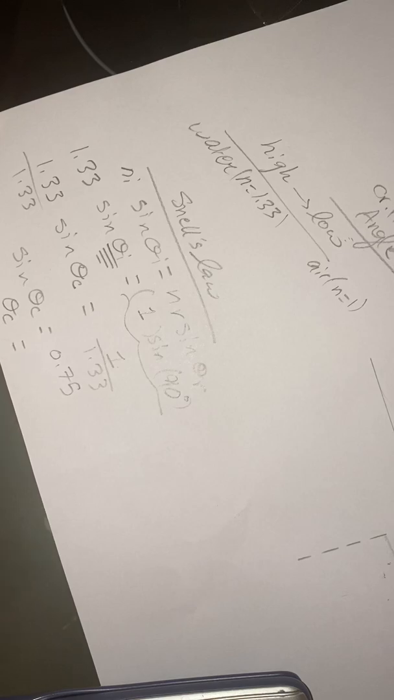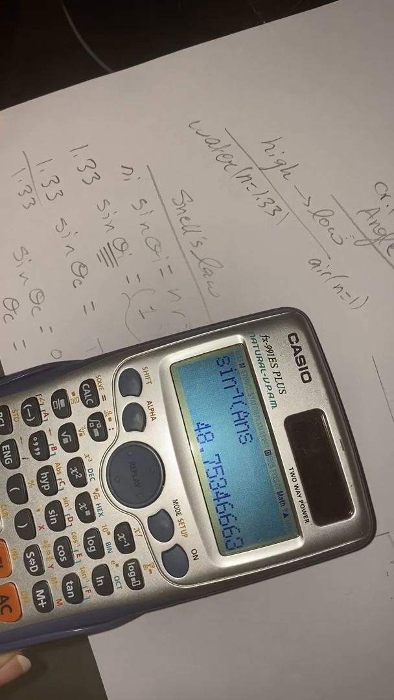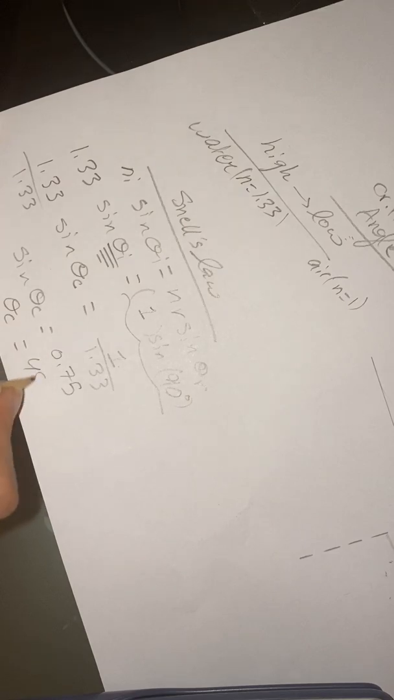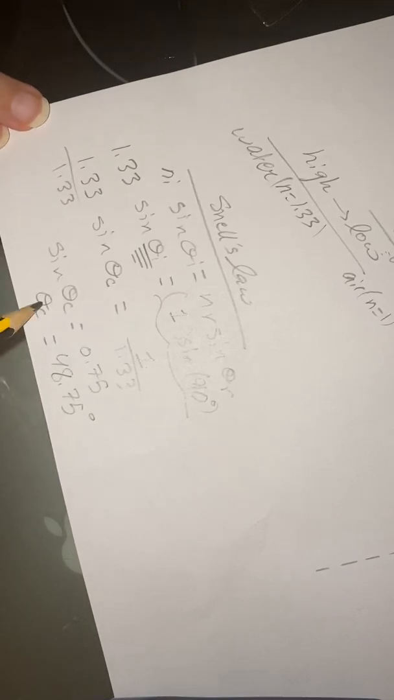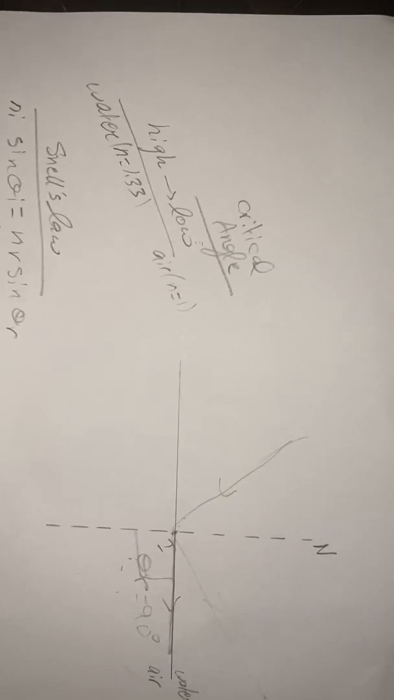Shift sine to get the theta C. So I'm gonna use shift sine answer. Take the whole decimal together, so it's 48.75 degrees or 48.8. So my critical angle is 48.8 degrees. Let's go back to the picture and understand what's going on.